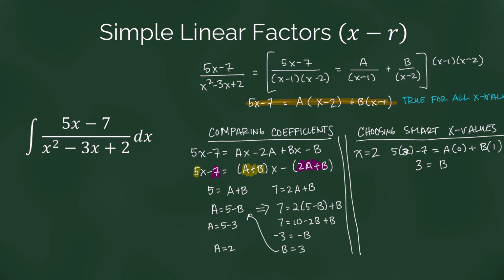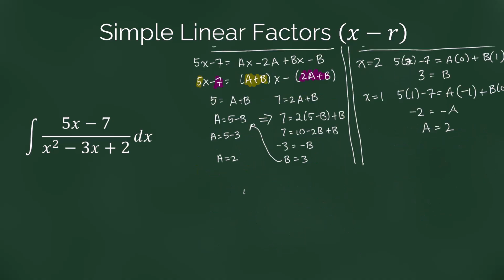We can then make another choice, since it's true for any x we decide on. So we'll let x be 1. Then we get 5 times 1 minus 7 equals a times negative 1 plus b times 0. This time the b term dropped out. That gives us negative 2 equals negative a, and we see that once again a is equal to 2. Both methods gave us the exact same answer.